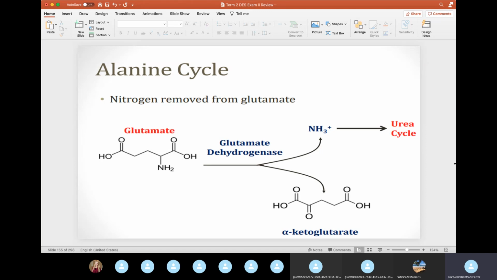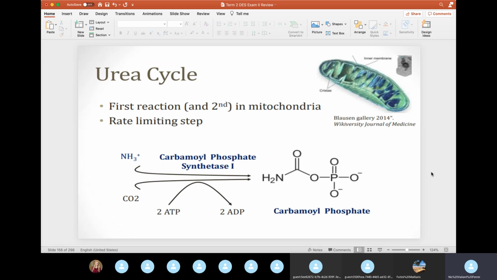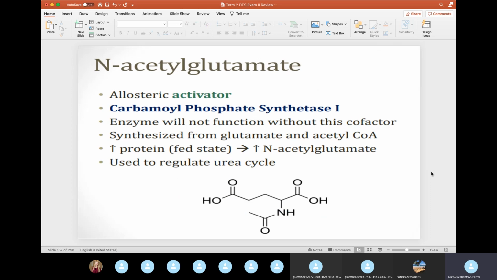So now we have the NH3 plus. Where does it go? Urea cycle. High yield: the first reaction and the second are in the mitochondria. The rest is in the cytoplasm. What's the rate limiting step? CPS1, carbamoyl phosphate synthetase 1. Remember, CPS2 is in your pyrimidine synthesis.